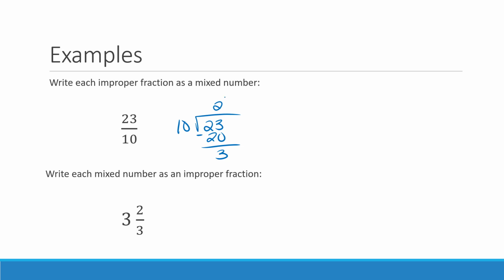So where do all my pieces go? 2 is my whole number. My remainder is my numerator. My denominator stays the same as the original problem. So I have a new fraction of 2 3/10.